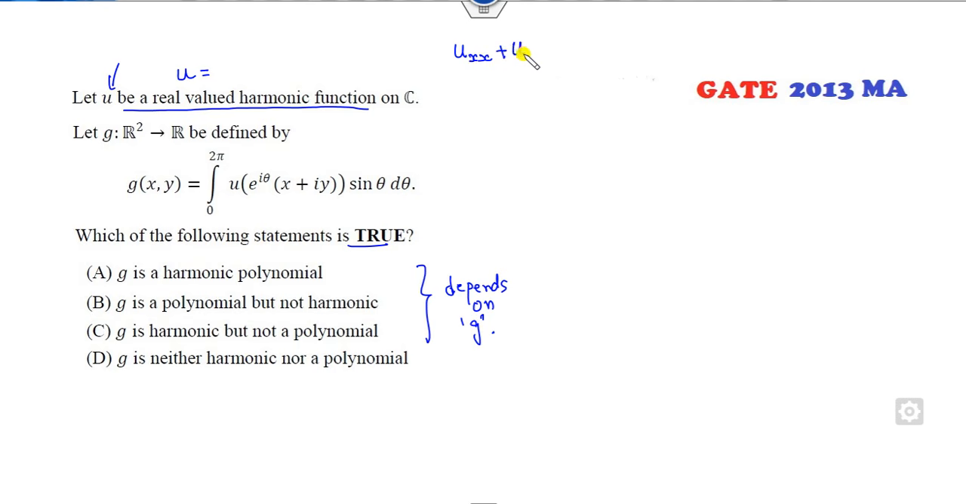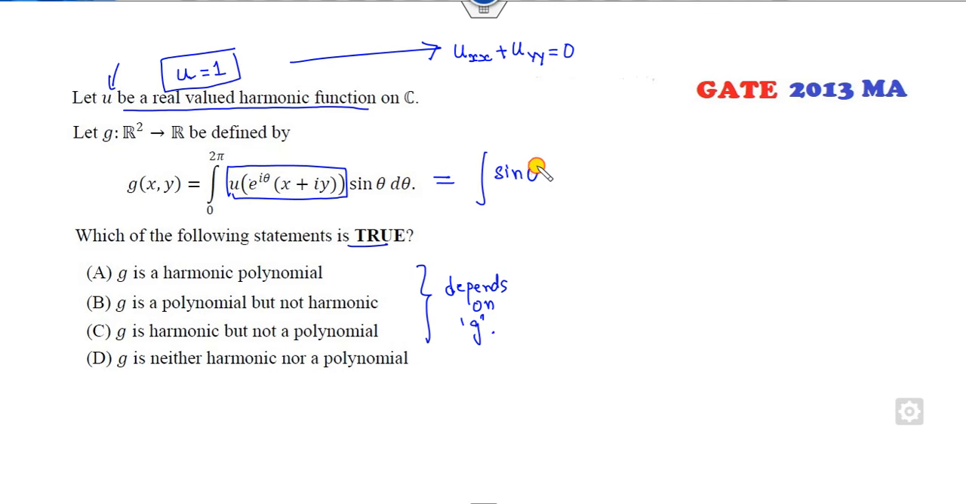What is a harmonic function? u_xx plus u_yy must be 0. So I can simply take a constant function, which satisfies this property. So what is the integration of this portion? This value is 1. You have to read the statement very carefully, because the answer is not dependent on u, so I can take any harmonic function, such as a constant. So what is the right answer? The integration of this will be 0. So g is 0.